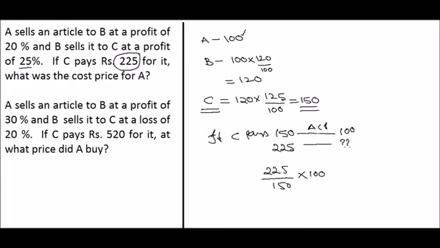First, I started with the imaginary figure. A paid 100, then B's cost price is 120 and C's cost price is 150. If C pays 150, what is the cost price of A? Obviously, if C pays 150, A's cost price is 100, then if C pays 225, what is the cost price of A? You need to proceed in this way. After simplifying this one, you will get 150 for that. What do you mean by this 150? A's actual price is 150. Then after all these iterations, C's cost price should be 225. We have to go in this way.